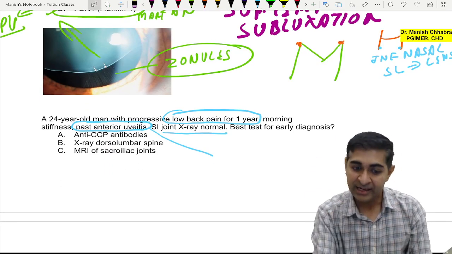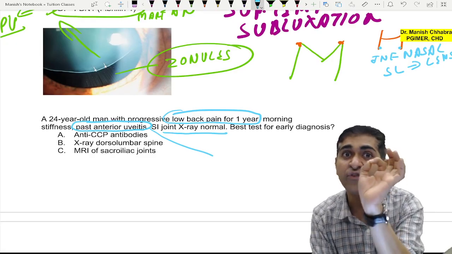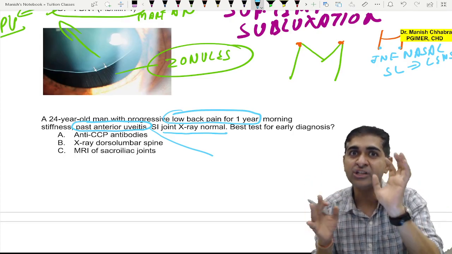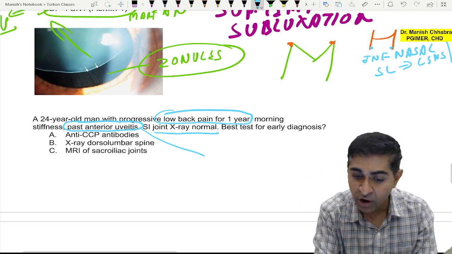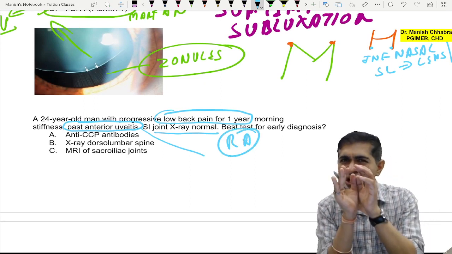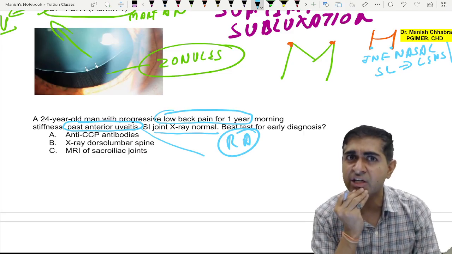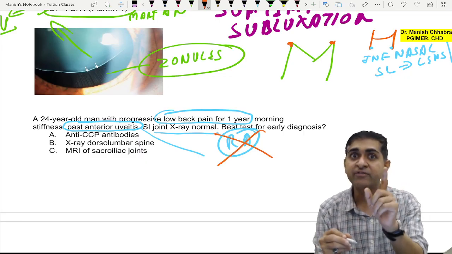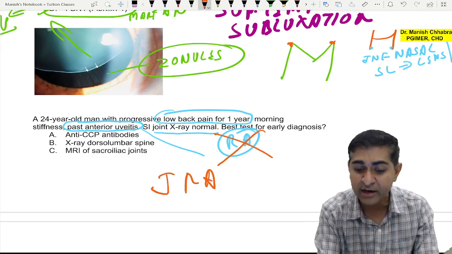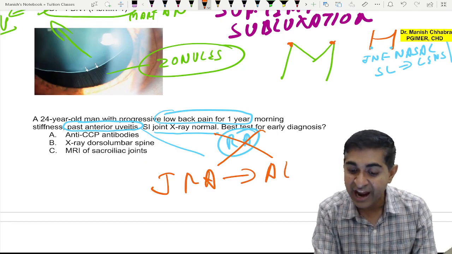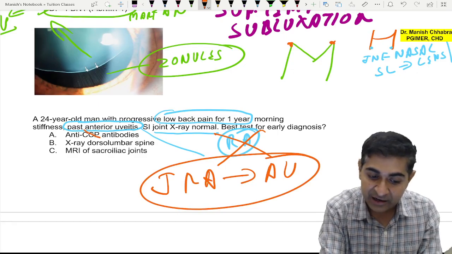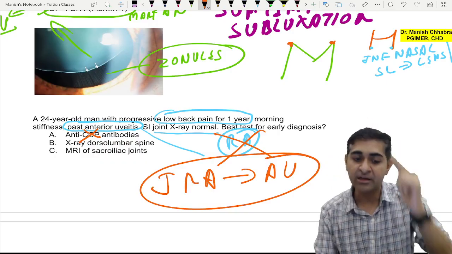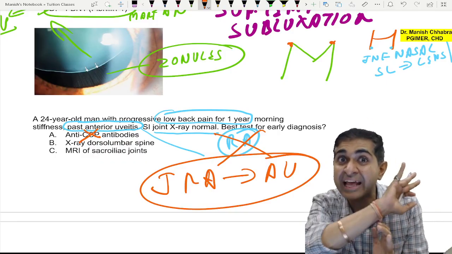Now, if you know that there is association of one kind of arthritis with anterior uveitis, you can easily integrate it with the radiological investigation. Now, if we are talking of rheumatoid arthritis, I have specifically told you that rheumatoid arthritis is not associated with anterior uveitis. It is actually juvenile rheumatoid arthritis which is associated with anterior uveitis. So you will eliminate the investigation which is done to diagnose rheumatoid arthritis. So anti-CCP bodies is eliminated.